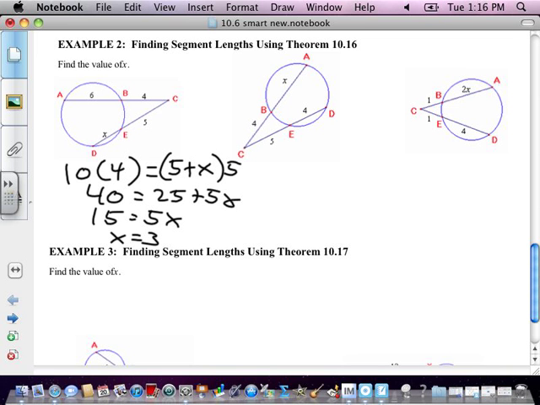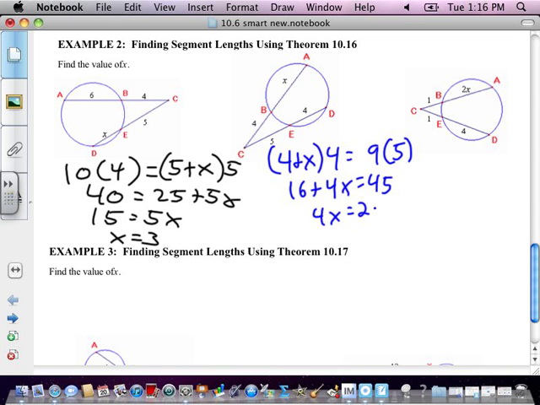Somebody want to set up B for me? How would I do it? So you'd have 4 plus x times, okay, equals 9 times 5. So we get 16 plus 4x equals 45. Subtract 16 and we get 4x equals 29. So x equals 4 goes into 29 7 times with 1 left over. 7 and 1/4.